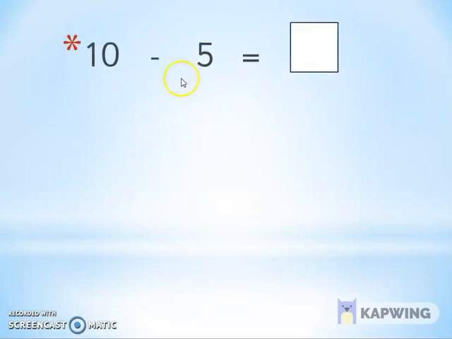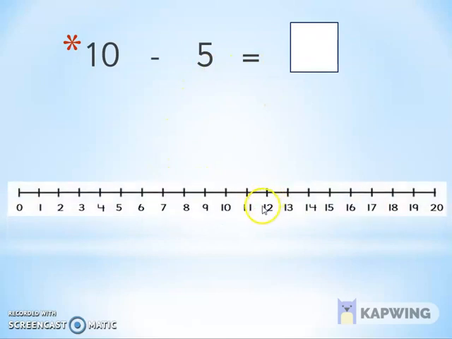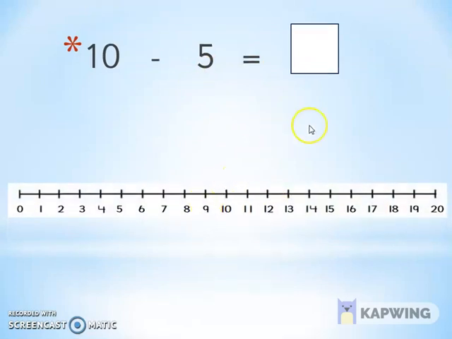Dear students, here is the subtraction sum in front of you. 10 minus 5 equals answer box, and we will use the number line to solve this sum. This is for your recall, as we have already done this method in our previous lesson. Dear students, now can you tell me from which number we'll start jumping backward? Bravo, if you all say 10. As you can see in your sum, the first number is 10. From 10, we'll minus 5.